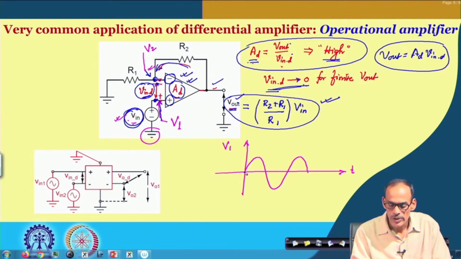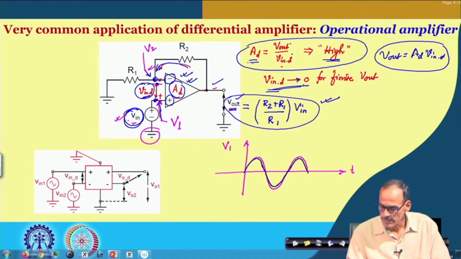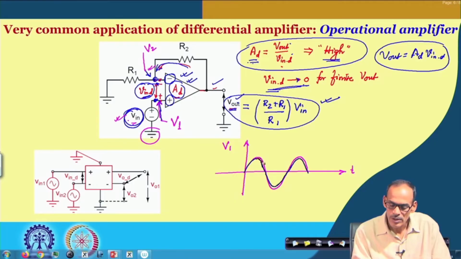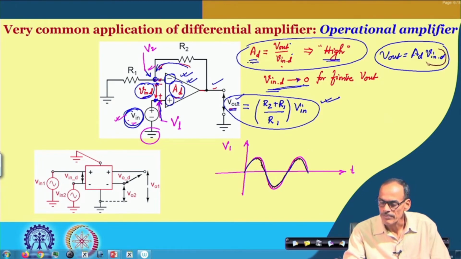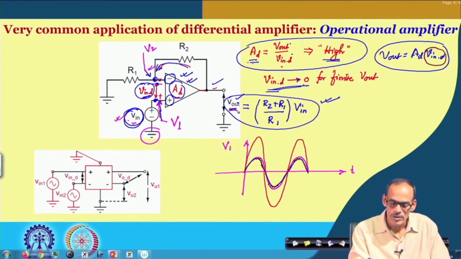V 2 is very close to that, but of course there may be a small difference, and that small difference is good enough, because we multiply that signal by the differential gain A D. This little difference is essentially the V in D. After that is multiplied by A D, it produces the corresponding output, and this is the final output, V out.